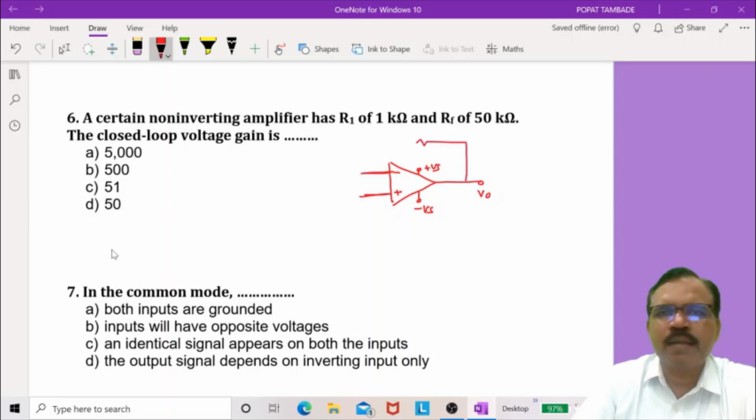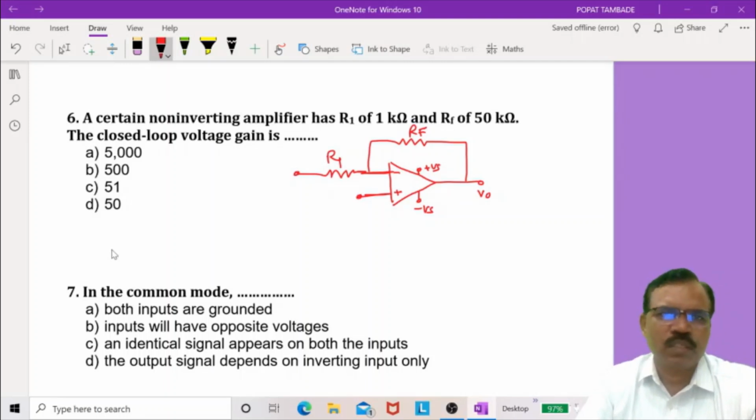Output is fed back through feedback resistance Rf to the inverting terminal. Then we take R1. So here and here, these are two terminals. In the non-inverting amplifier, this one is connected to ground and the input is applied here.